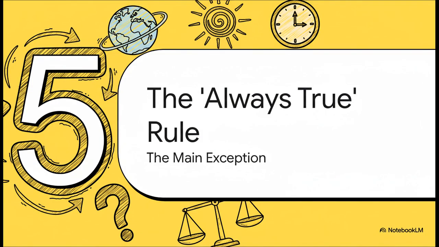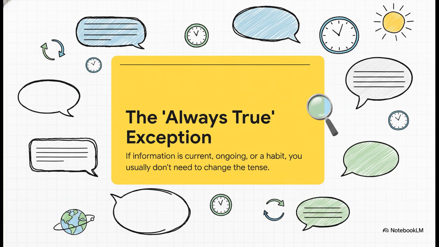Now, just when you think you've got all the rules down, you know English, it loves to throw in a little exception. But don't worry, this one is super logical and it actually makes a whole lot of sense. It's for things that are, well, always true. So here's the deal. If what the person said is some kind of general truth, a habit, or something that is still true right now, you don't actually have to backshift the tense. By not changing it, you're basically choosing to emphasize that the situation hasn't changed one bit.